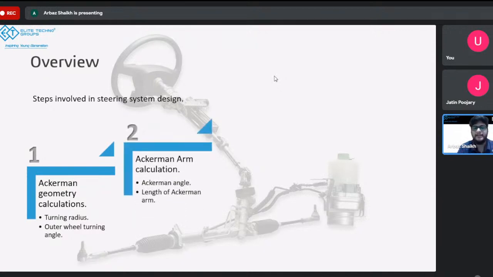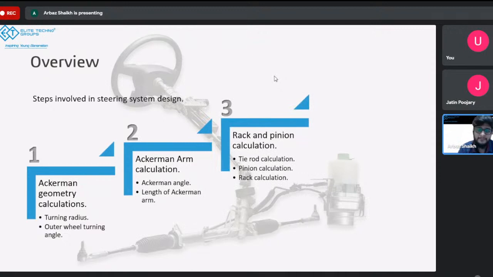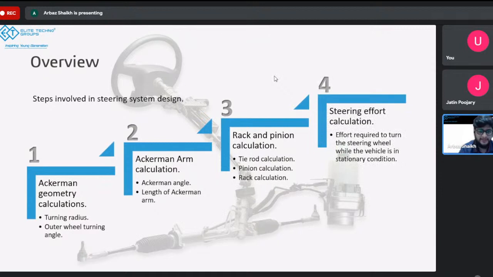Next, we'll be doing the Ackerman arm calculation, where we'll calculate the Ackerman angle. We'll be assuming the length of the Ackerman arm, but I'll tell you how to assume that and how to iterate your calculation with that. Next, we'll do the rack and pinion calculation, where we'll focus on the tie rod length calculation, pinion diameter and pinion teeth calculation, and similarly the rack calculations. And lastly, we'll move on to the steering effort calculation.